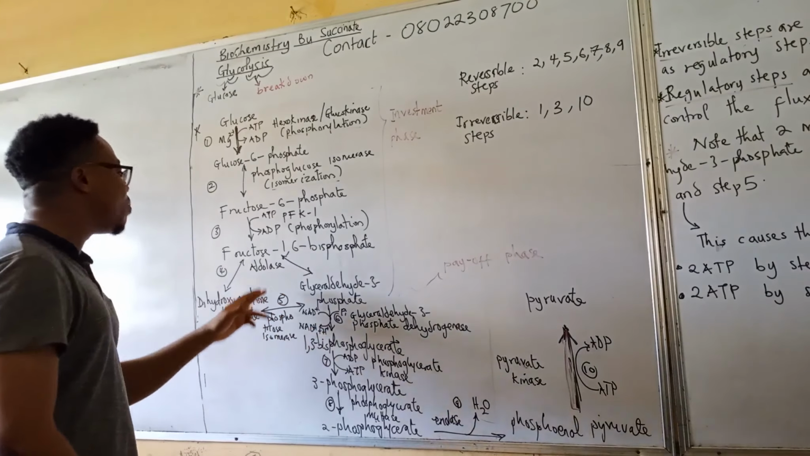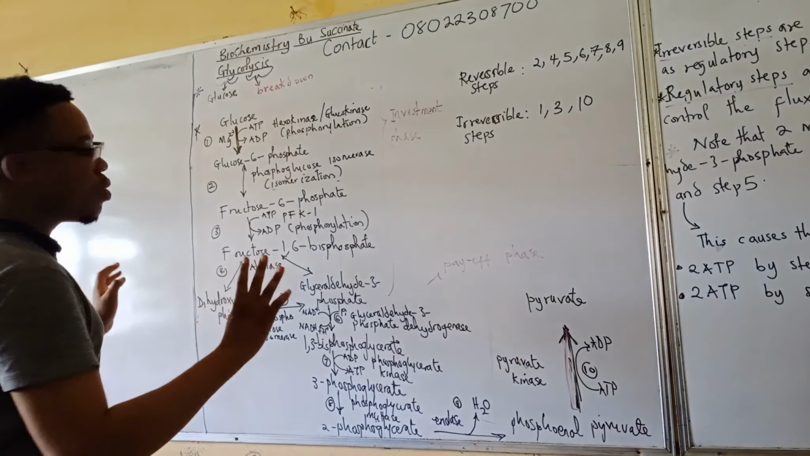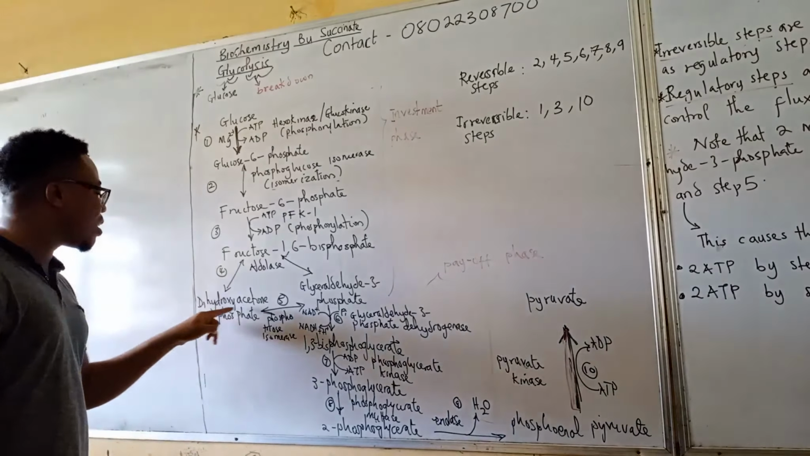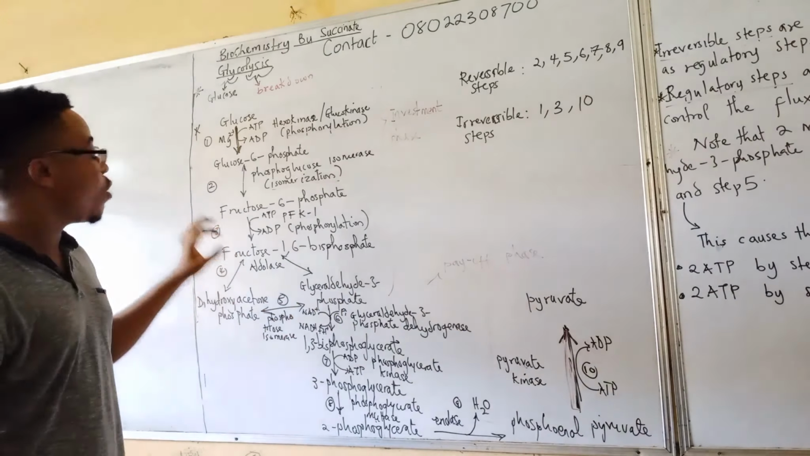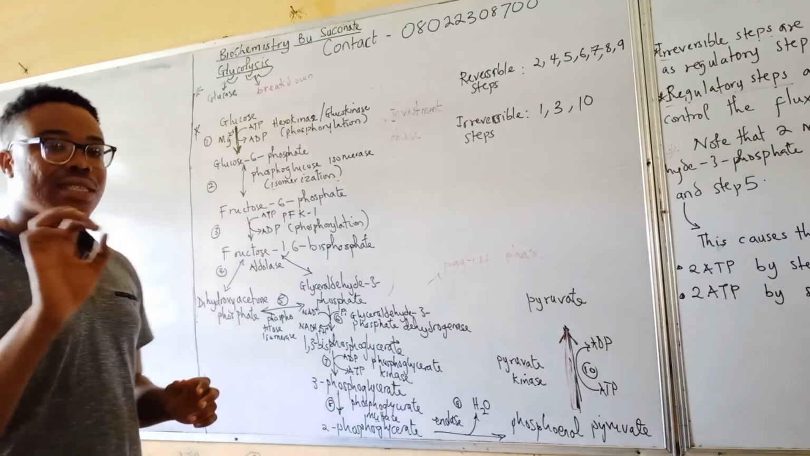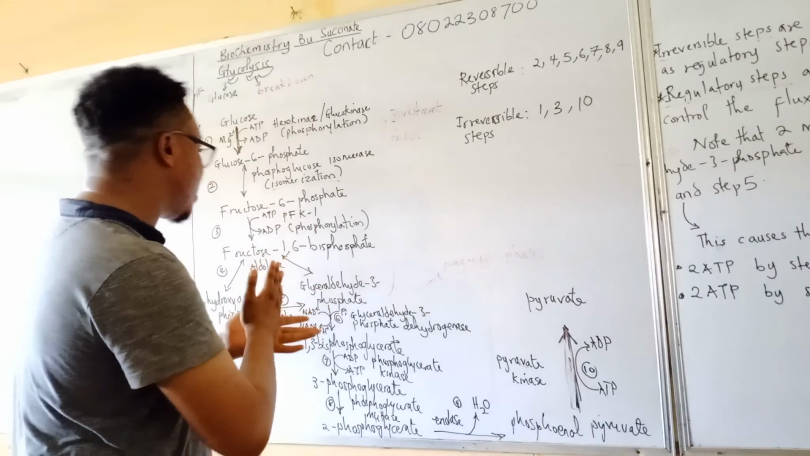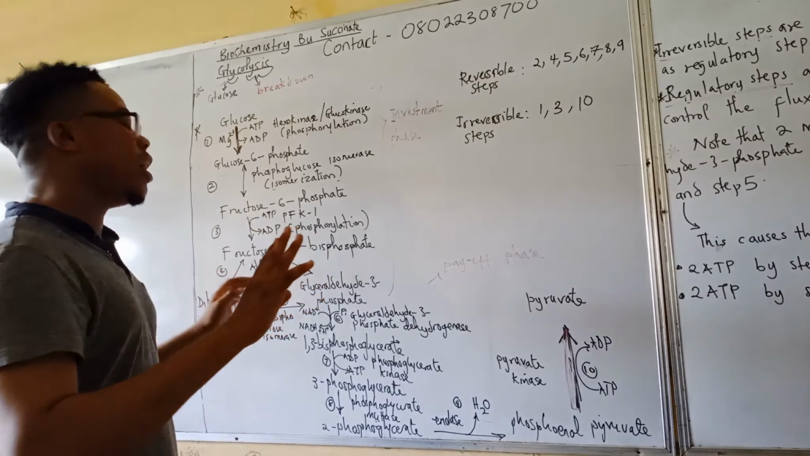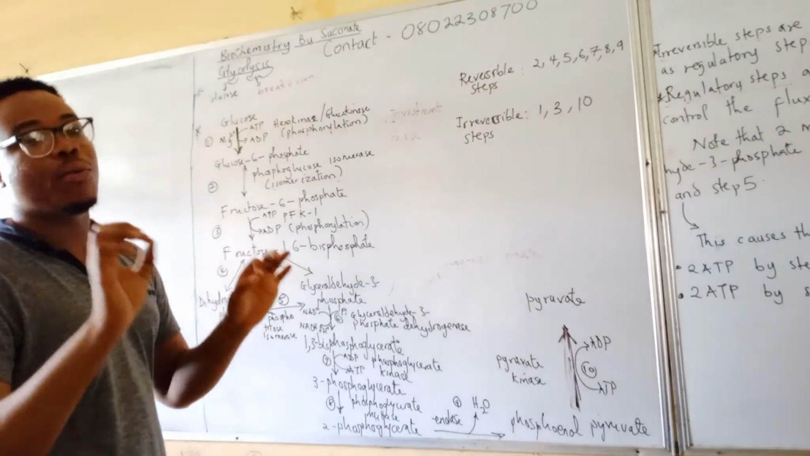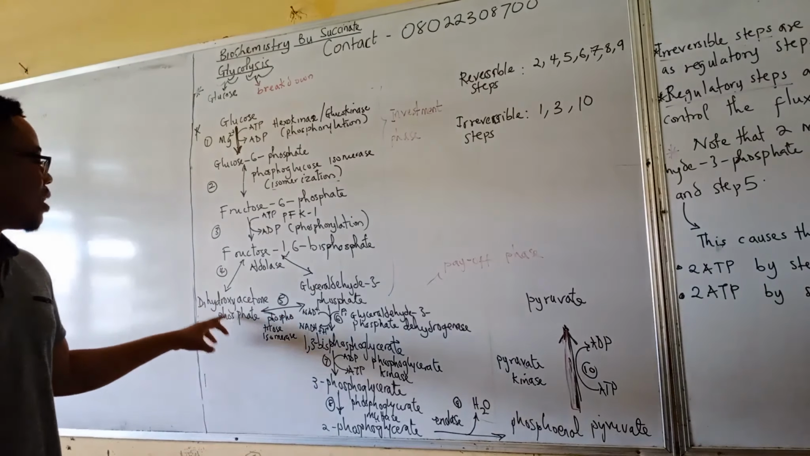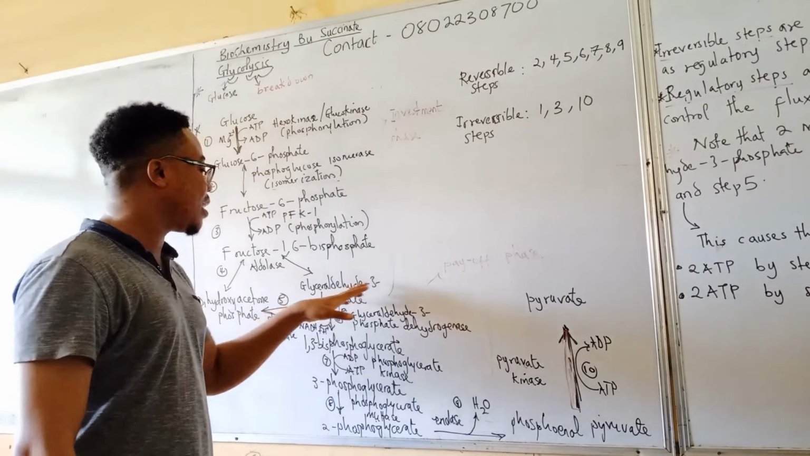This splitting step involves the breakdown of fructose 1,6 bisphosphate, which is the product of step 3, to form two important metabolites called dihydroxyacetone phosphate and glyceraldehyde 3 phosphate. Please take note. Fructose 1,6 bisphosphate has 6 carbon atoms. And obviously, when it is broken down, it is split into two molecules, and each of them possesses 3 carbons. This one possesses 3 carbons, dihydroxyacetone phosphate, while this other one possesses 3 carbons too, glyceraldehyde 3 phosphate.